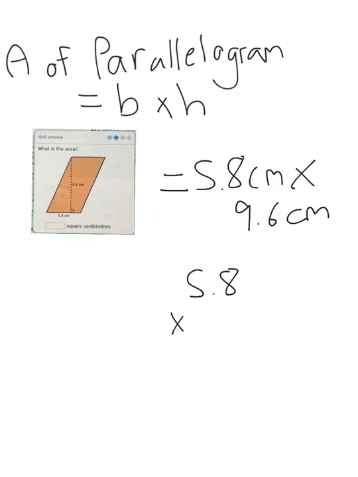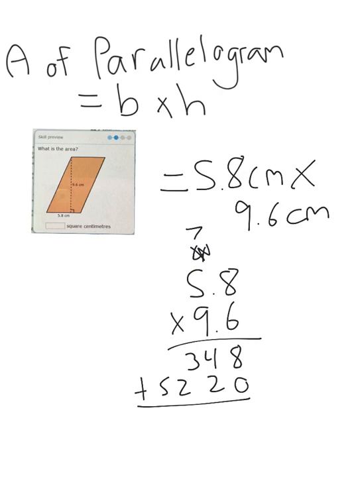5.8 times 9.6. 6 times 8 is 48. 8 down, 4 up. 5 times 6 is 30, 34. 0 down. 9 times 8 is 72. 2 down, 7 up. 5 times 9 is 45, plus the 7, 52. Add it together. 8, 6, 5, 5.